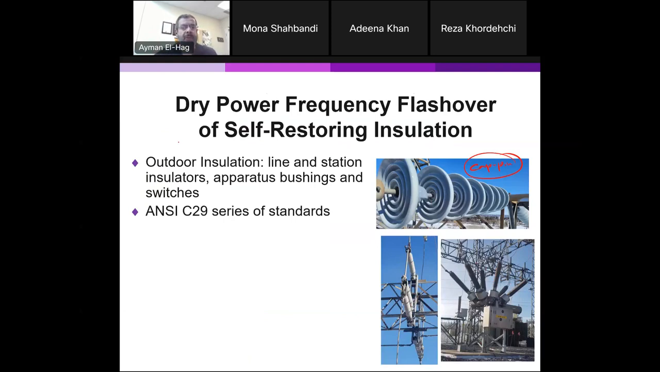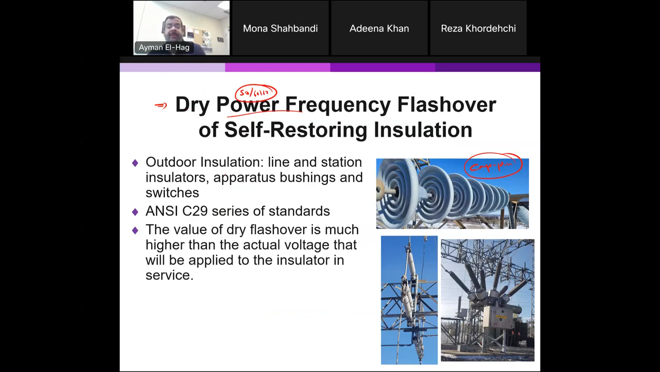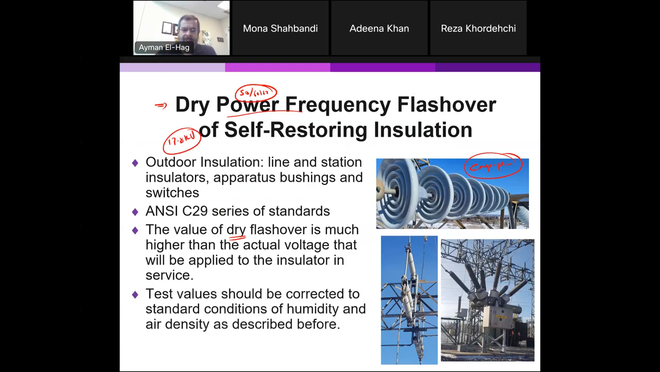And we have what we call the dry power frequency flashover for the self-restoring insulation system. Power frequency means we're talking about 50, 60 hertz, so we test the samples against that frequency. The dry flashover, where dry means you don't have any wetting agent on the insulators, is much higher than the actual voltage that would be applied to the insulator surface. If you have, let's say, 13.8 kilovolts, the dry flashover would be like 70, 80 kilovolts, very, very high, much higher than the regular voltage you apply to your insulators.